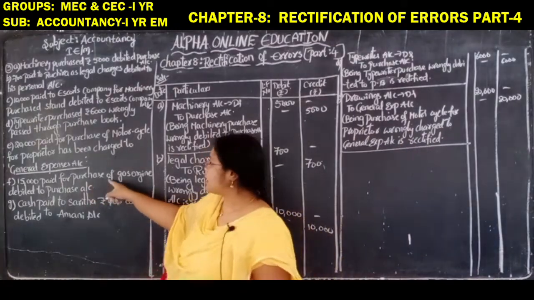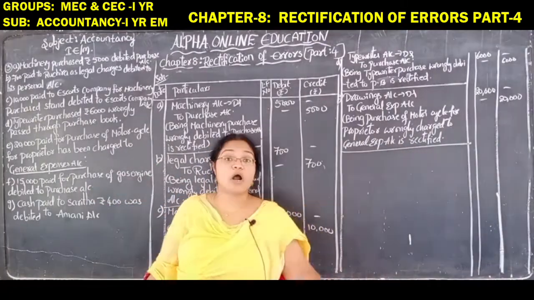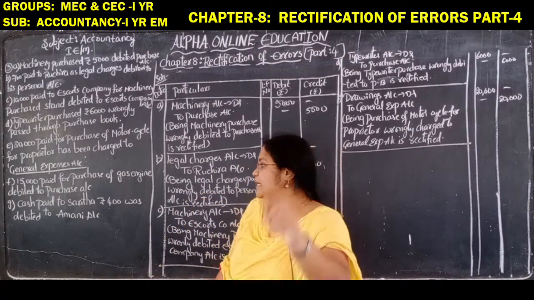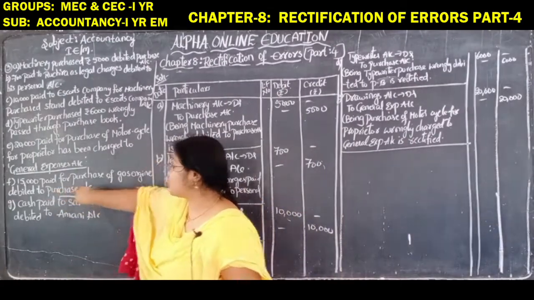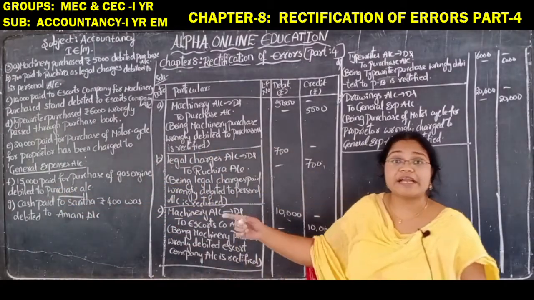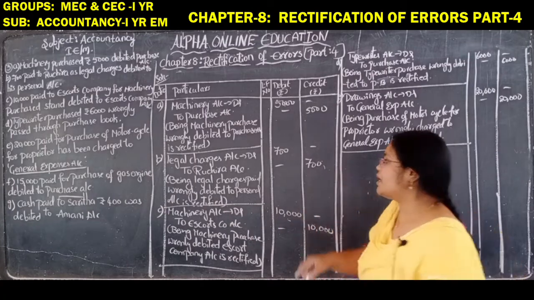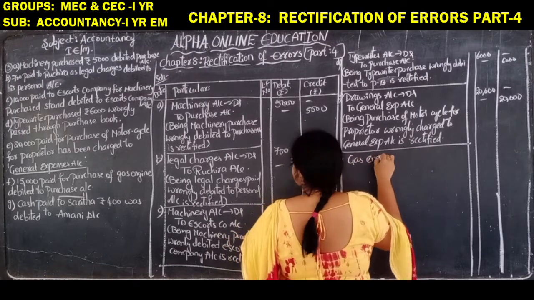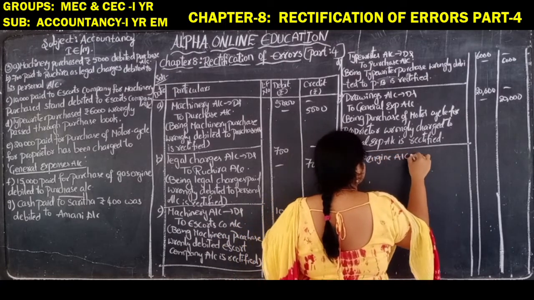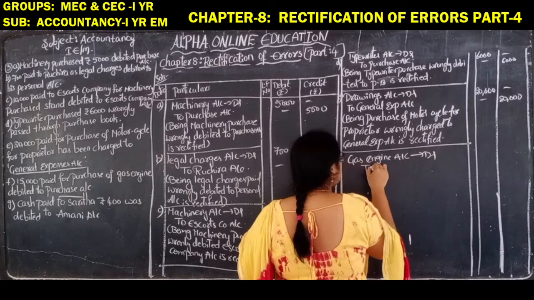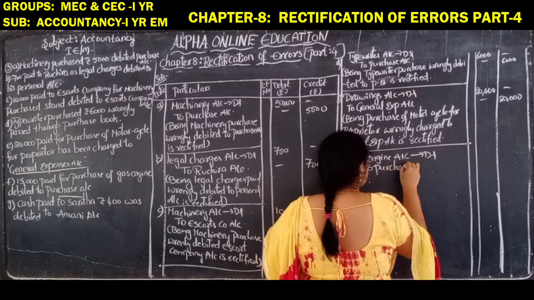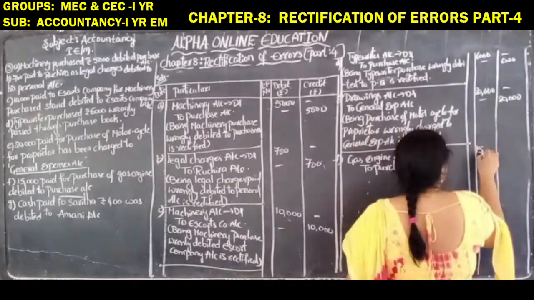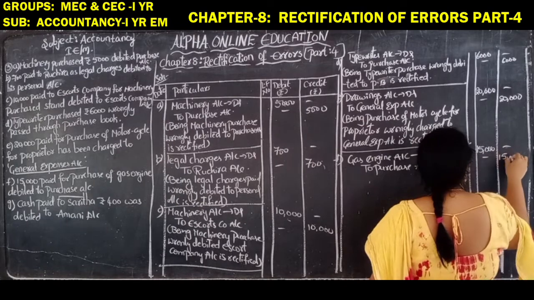15,000 rupees paid for the purchase of gas engine. Then what will be the original entry? Gas engine account debit to cash account. But they debited the purchase account. Then what do we have to do? They debited, so we have to credit it. So F, that is gas engine account debit to purchase account. How much is the amount? 15,000 rupees on both sides.